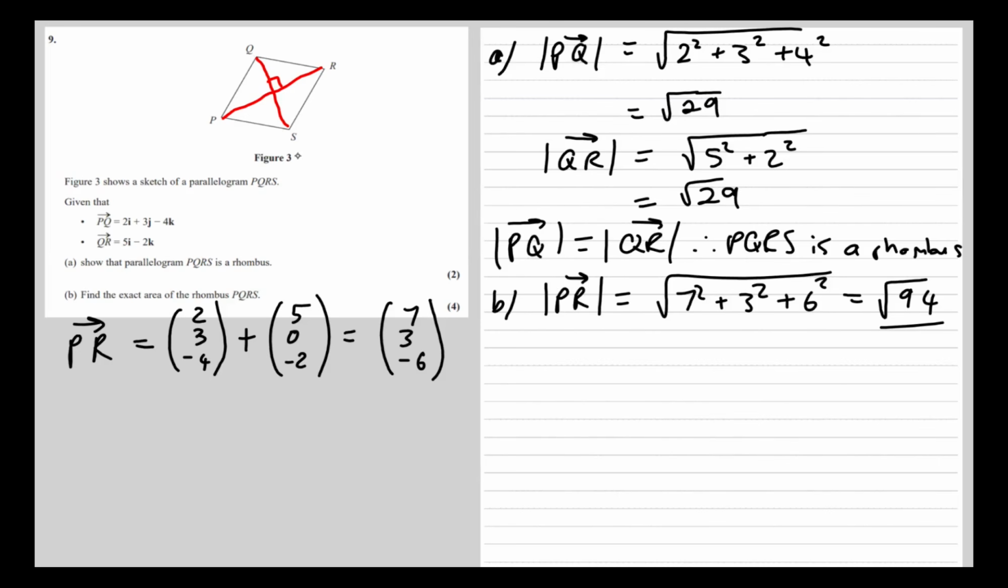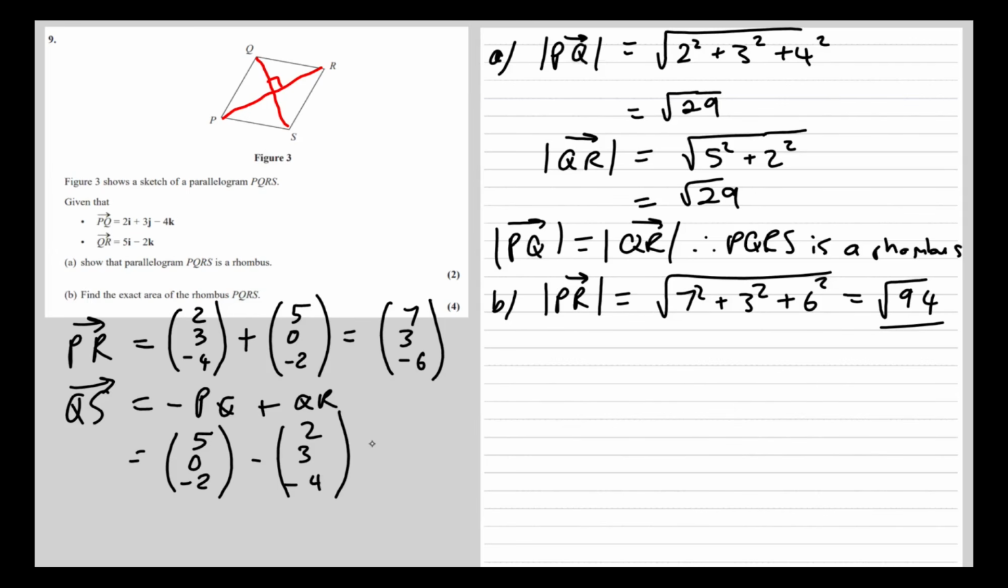So let's go from Q to S. From Q to S, we want to go backwards along PQ, so minus PQ, and then along PS, which is the same as QR, because they're opposite sides in a rhombus. So then along QR. Or we could write that the other way around. So QR, which is 5, 0, negative 2, take away PQ, which is 2, 3, negative 4.